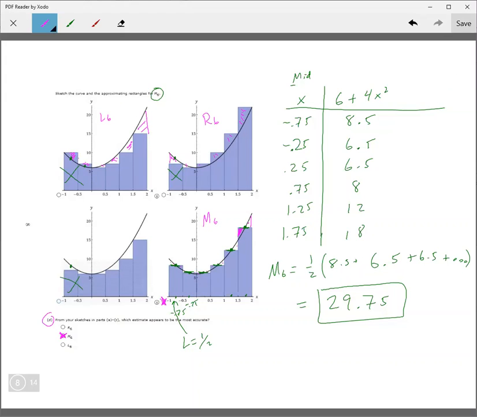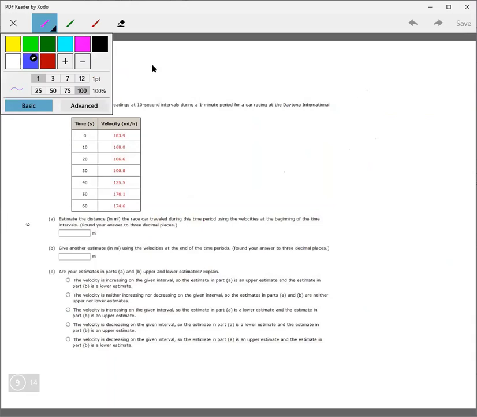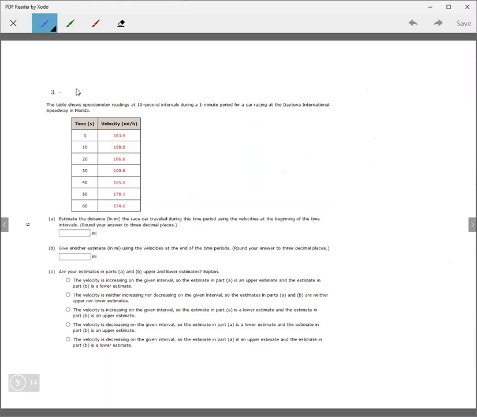Okay, great. Any questions on that? This is kind of an interesting section. I think it's pretty straightforward what you're supposed to do. Hopefully straightforward. Okay, so let's look at exercise number 3.